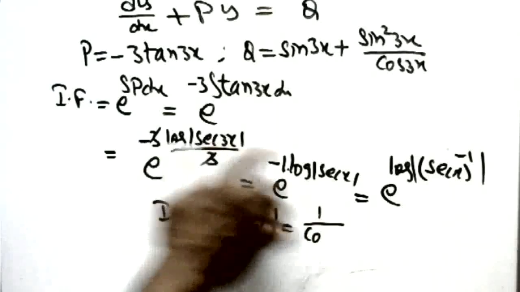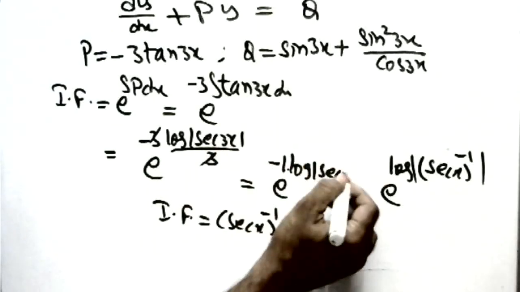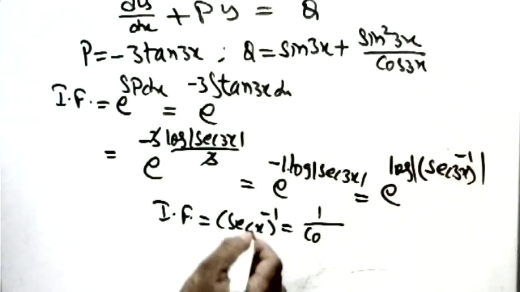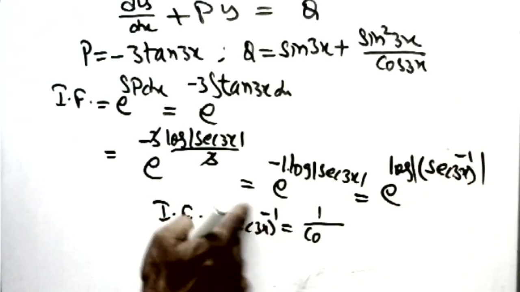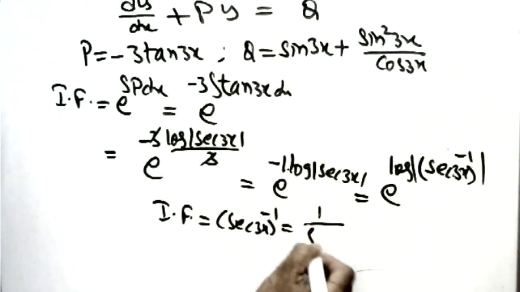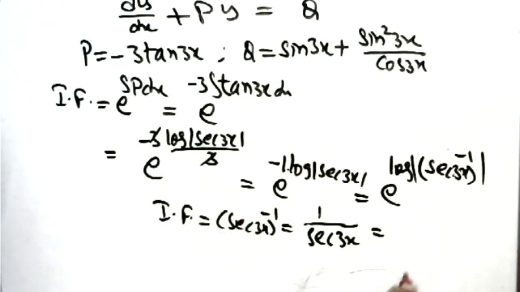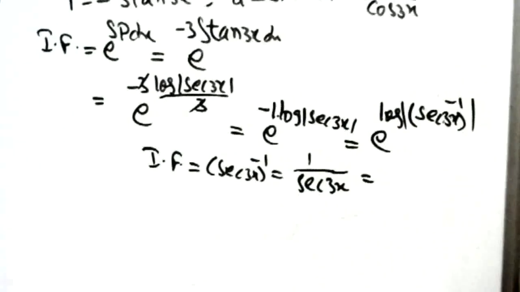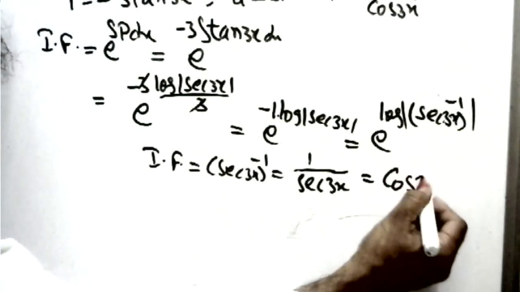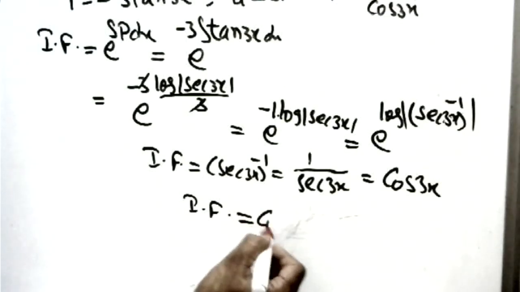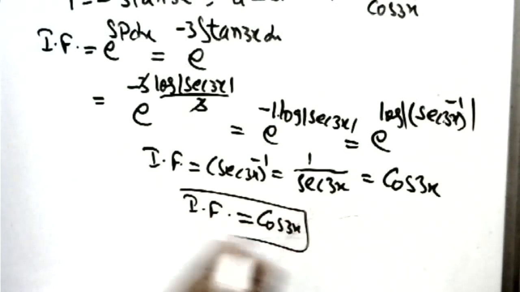So it is 1 by secant 3x, sorry, because here we are having 3, no? So secant 3x. Here also secant 3x. Now bring this power -1, that means 1 by secant 3x. Because the power is minus, a power -1 we can write as 1 by a. So this will be 1 by secant 3x, which becomes cos 3x. So the first step, integral factor equals cos 3x.